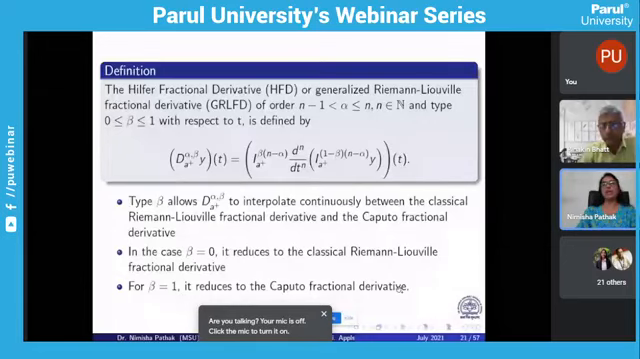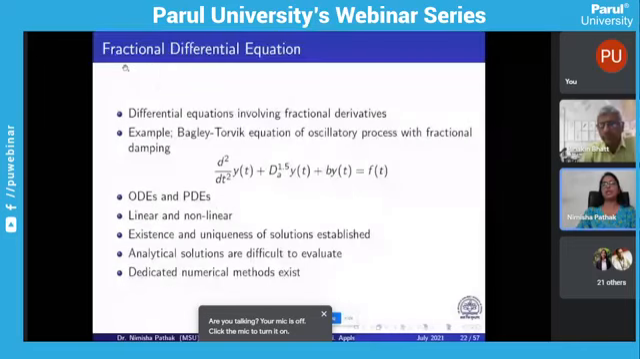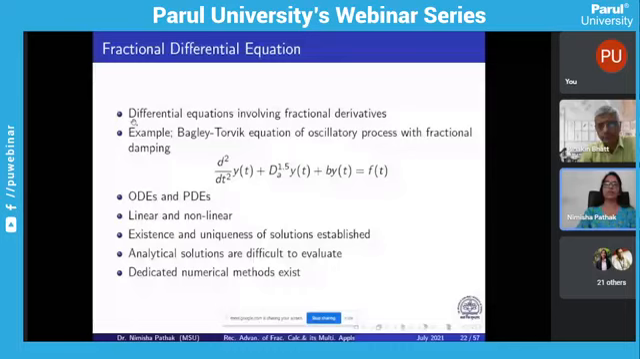Fractional differential equations are differential equations that involve fractional derivatives. A very simple example is the Bagley-Torvik equation of an oscillatory process with fractional damping. You notice that the damping is of fractional order. We can see fractional differential equations as ODEs, that is ordinary differential equations, as well as partial differential equations.